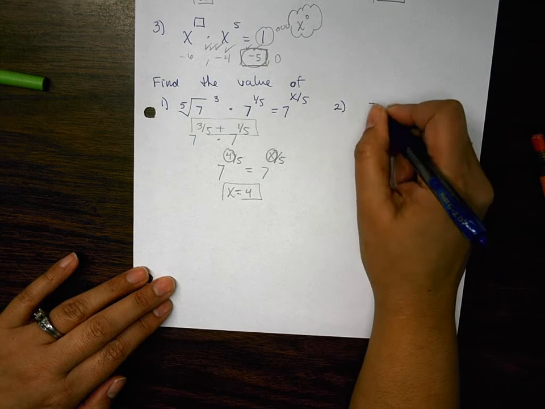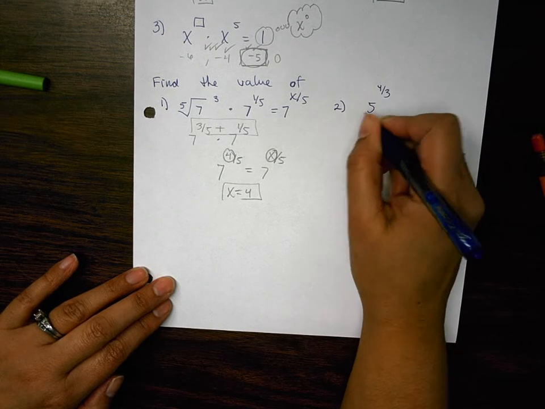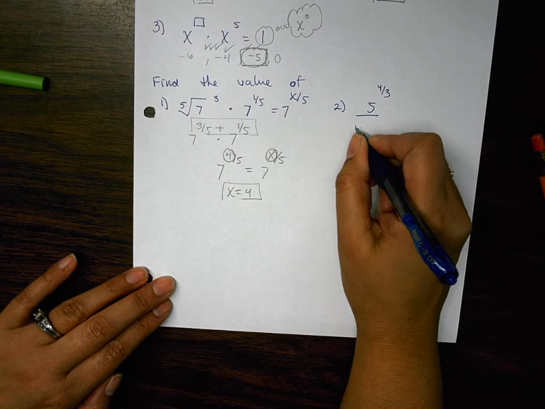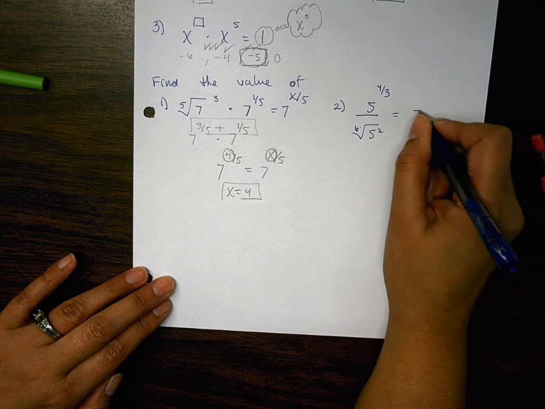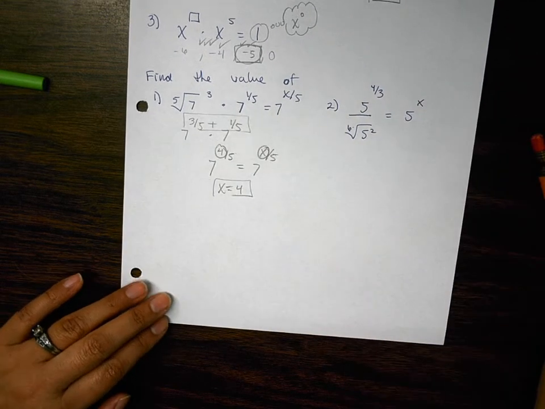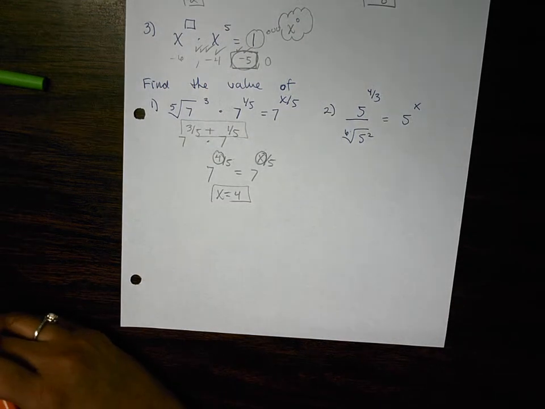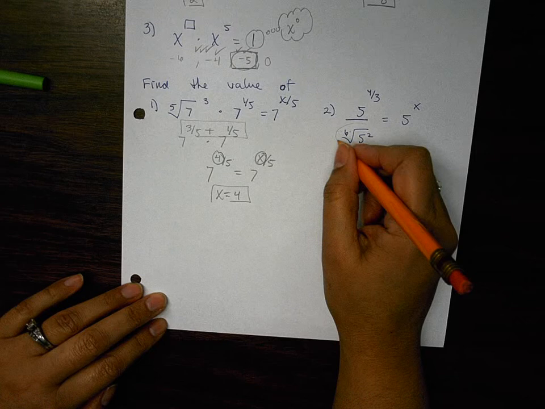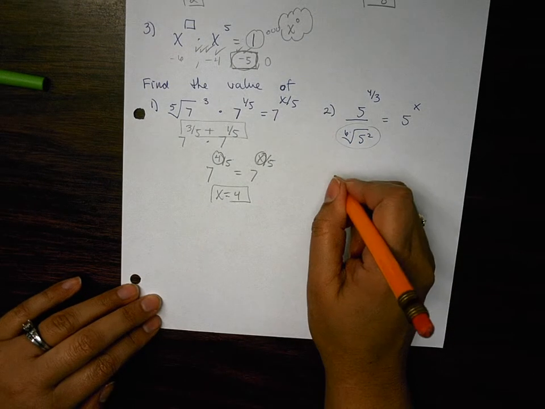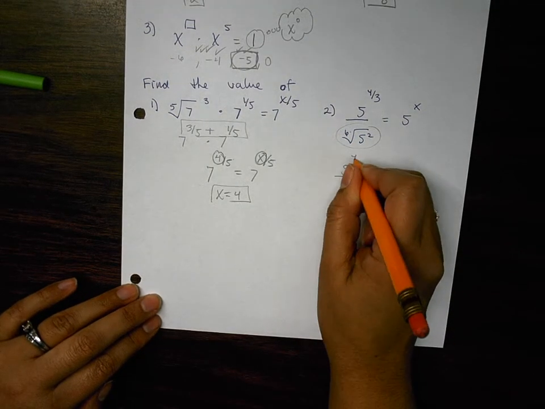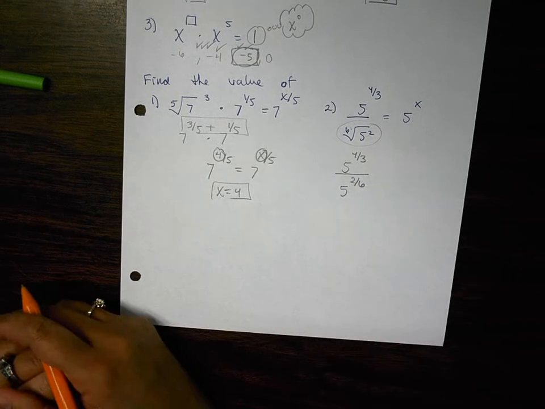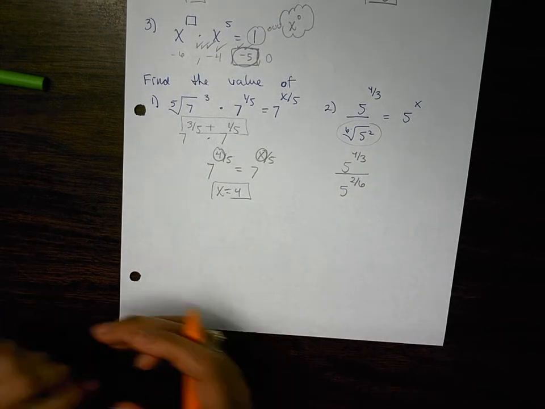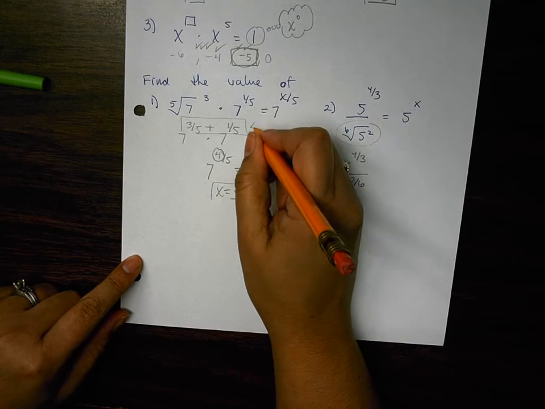Okay? What if I gave you something like this? 5 to the 4/3 over the 6th root of 5 squared equals 5 to the x. Okay, 5 to the second. He said change this to 5 to the 2 over 6. I'm going to take his advice. 5 to the 4/3 over 5 raised to the 2 over 6.